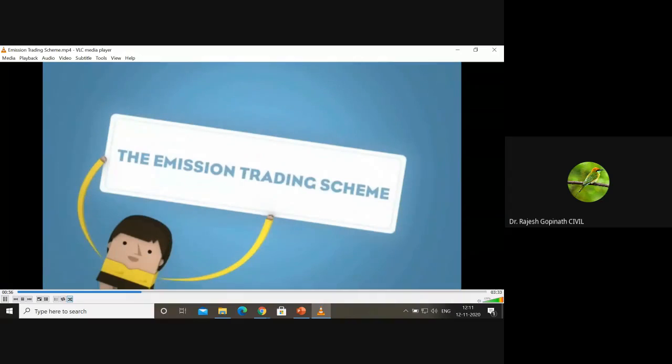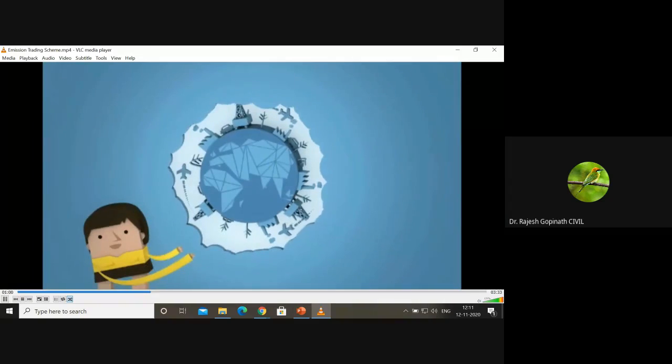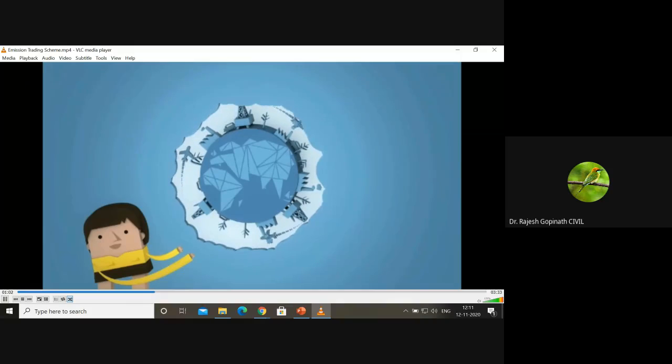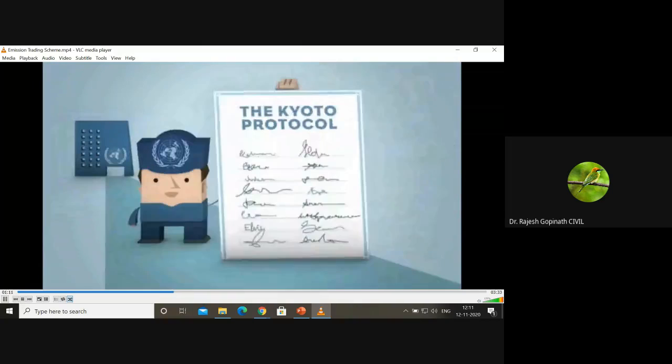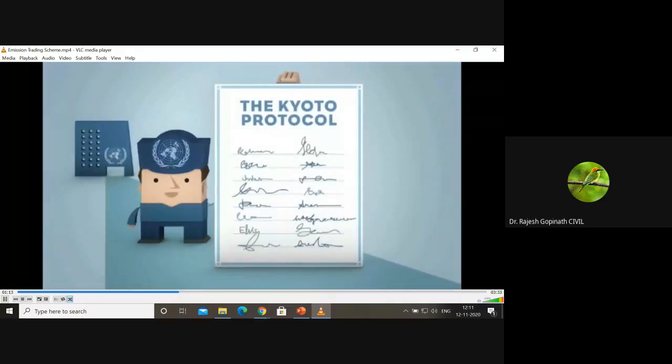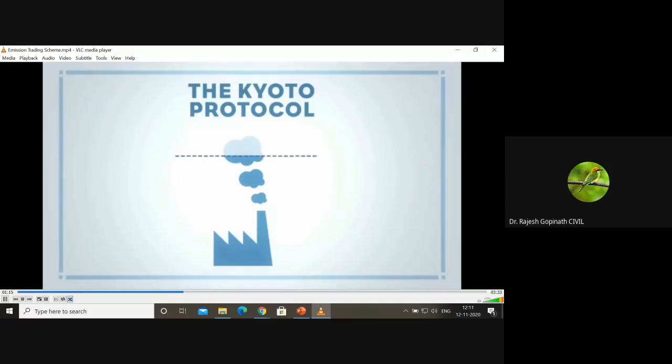So how does the emission trading scheme actually work? The emission trading scheme determines how much CO2 and other greenhouse gases we can emit. In 1997, most of the countries in the world signed the Kyoto Protocol. The aim of this agreement is that all industrialized countries should reduce their total emissions of greenhouse gases by at least 5%.